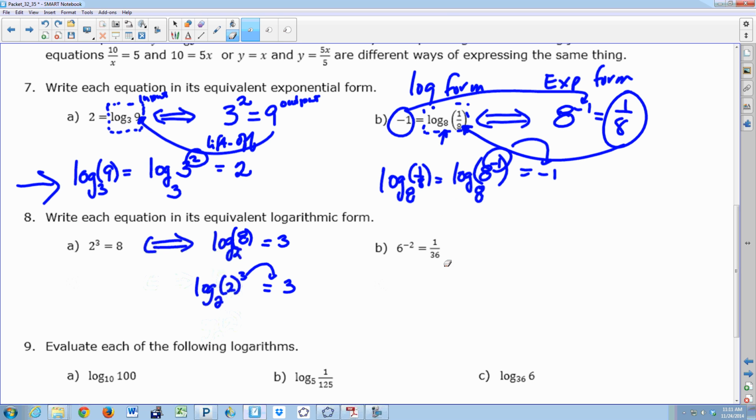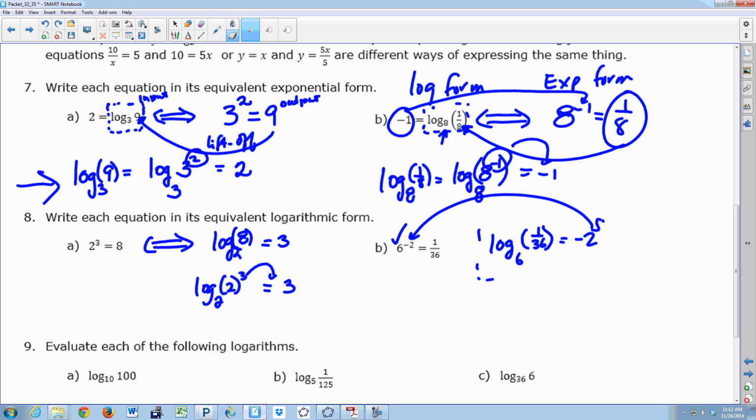Anybody want to give that tricky one a little try here? 6 to the negative 2 equals 1 over 36. Yep, Patrick? Log base 6, so I've taken care of the 6, yep. Is my input into my log function. And what's my output? Negative 2, the exponent, right.